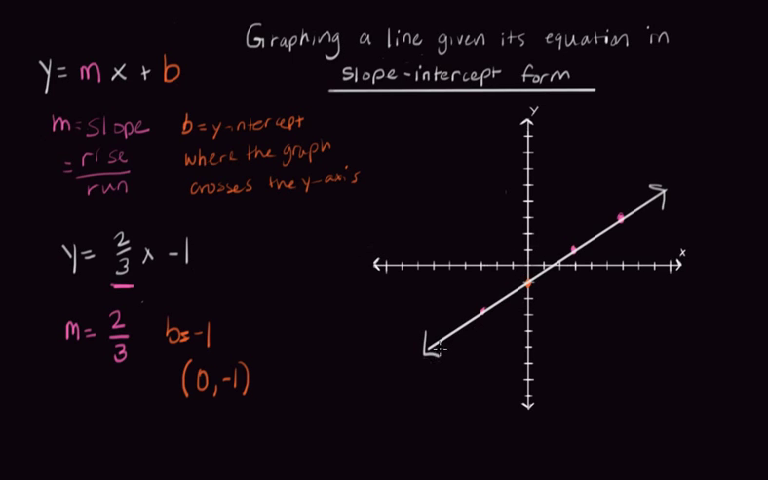And then just remember that you need to have those arrows on there because it does go on forever. And remember that the colorful points are not the only points on the line. Any of these points are also points on that line.